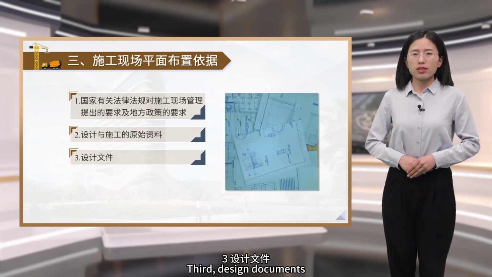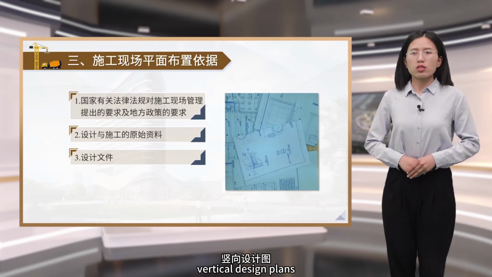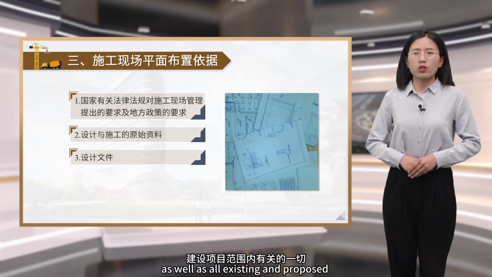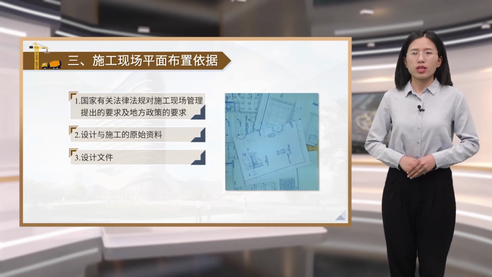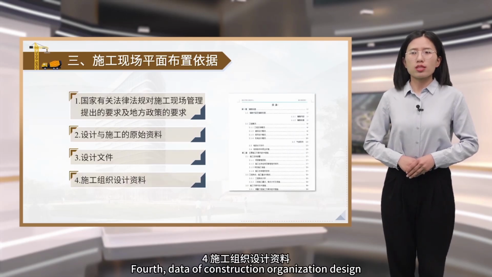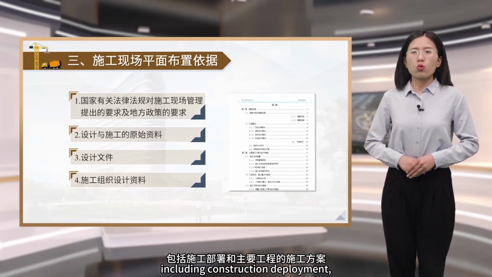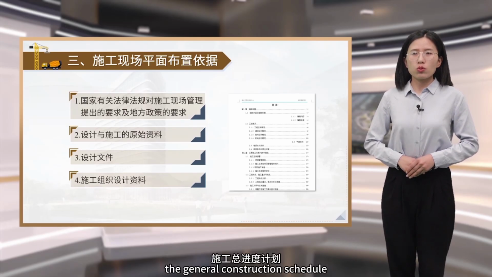Third, design documents, including the general building construction plan, vertical design plans, topographic maps and regional planning maps, as well as all existing and proposed underground utility layout maps within the scope of the construction project. Fourth, data of construction organization design, including construction deployment, major construction methods, the general construction schedule, and various resource allocation plans.